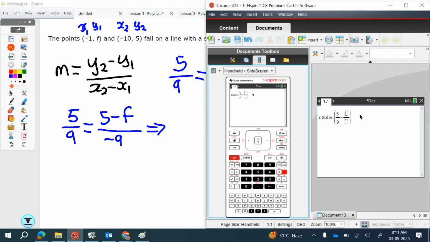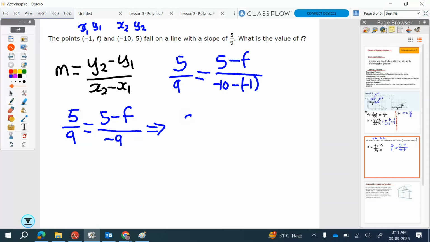Should I switch to y? Switch to y. Yes, this is horrible. It's just 5 minus f over -9. And then we press comma and say solve for f. This tells us f is equal to 10. Did you get it to 10?